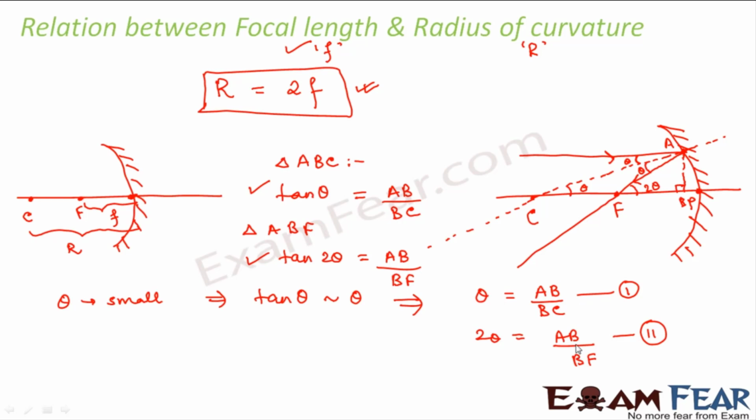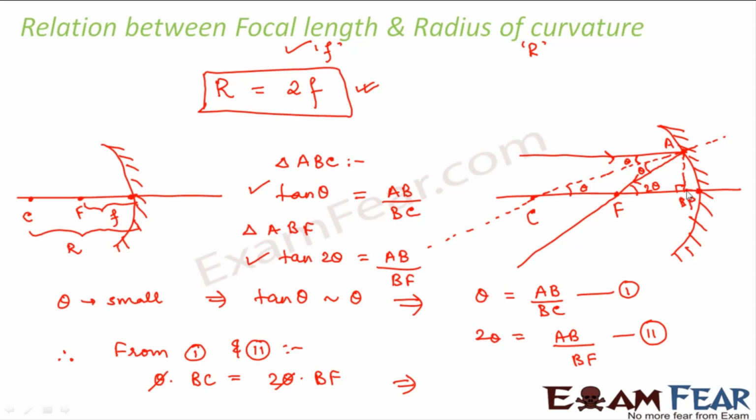Right? So from these two equations, you can say that AB is equal to theta into BC. Here AB is equal to 2 theta into BF. Therefore, from equation 1 and equation 2, we can say that theta into BC is equal to 2 theta into BF. Right? So theta will get cancelled. Therefore, BC is equal to 2 into BF.